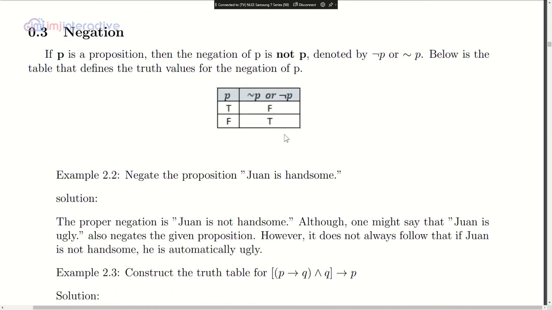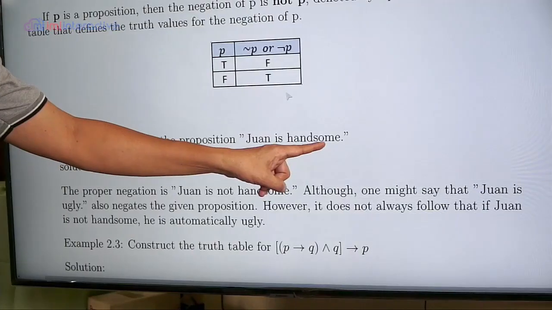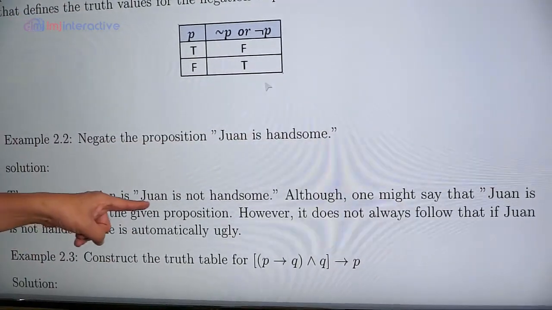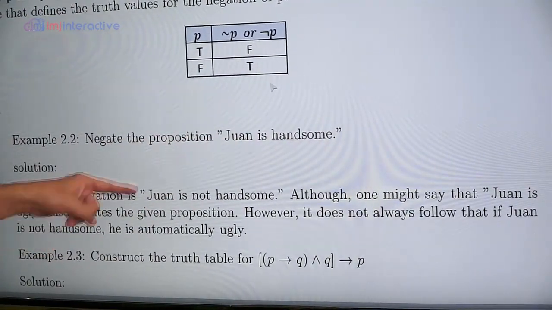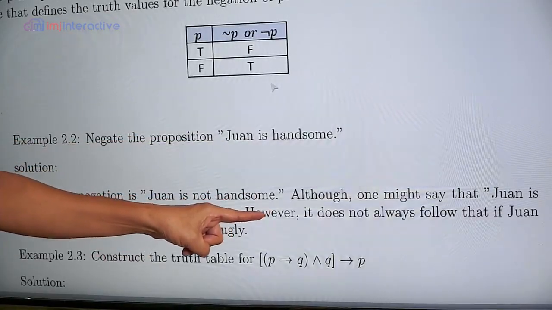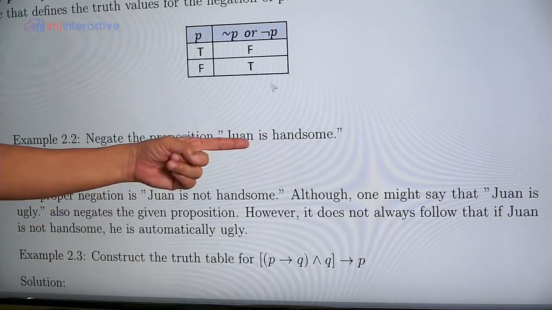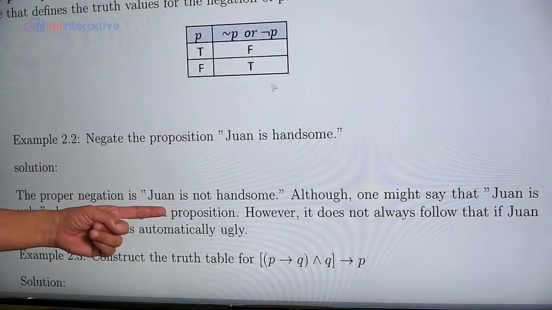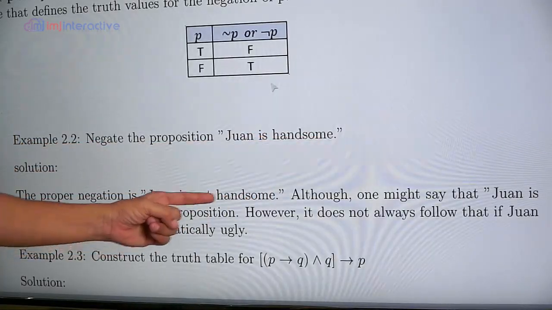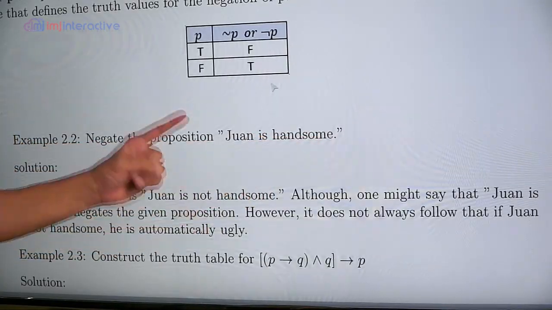One is handsome. If this is true, then its negation, let's say this is the proper negation. The proper negation of one is handsome is one is not handsome. That's the proper negation. So if this is true, this one should be false. Now, if one is handsome is false, then one is not handsome must be true.